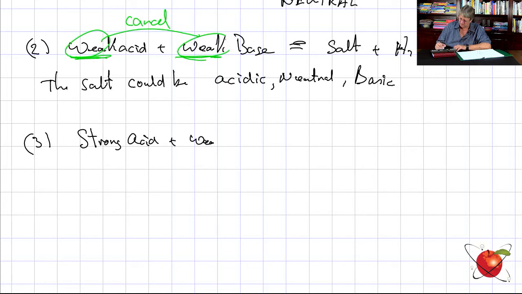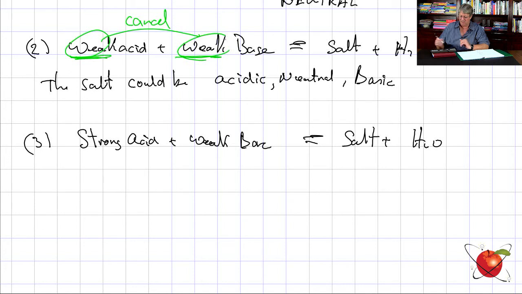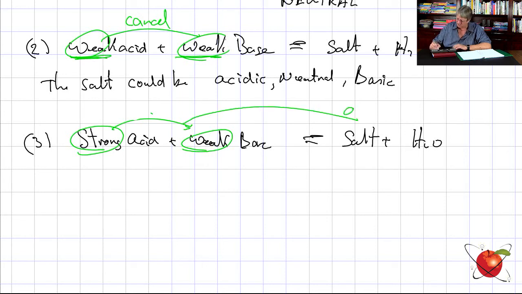Strong acid plus a weak base is going to give me a salt plus water every time. But now let's use the little cheat code: strong, weak. It's going to be strong after. There's not enough of the weak base to get rid of all the acids, so it's going to leave an acidic salt. When I put it into water, it's going to be acidic in the water.